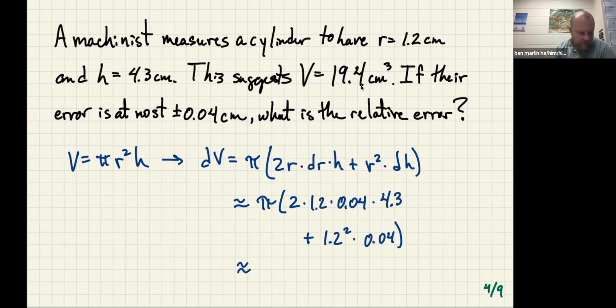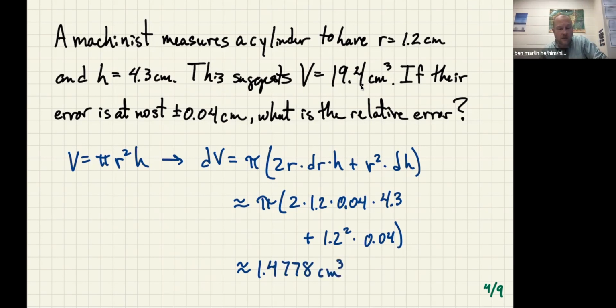And so what we get out of this is going to be something I have to do in the calculator. 0.04 times 4.3 plus 1.2 squared. All right. I'm getting out of this 1.4778, and that's going to be in cubic centimeters, right?